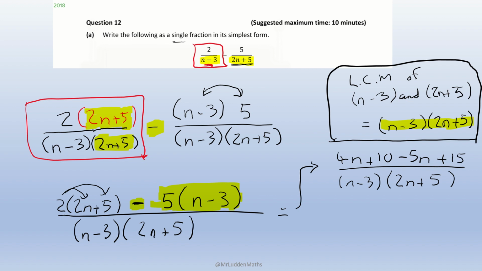Now simplifying the top, I've got 4n minus 5n. So that's going to give me minus 1n. And I've got 10 plus 15, which gives me plus 25. All over n minus 3 times 2n plus 5. Now if you look at that, we cannot go any further. We can't factorize the top and see if any of our factors was the same as our factors at the bottom.